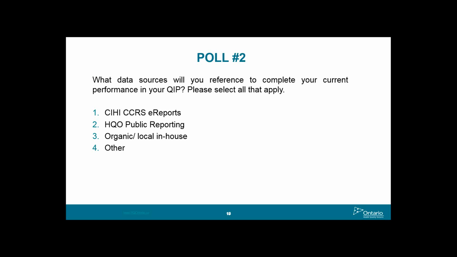And be able to see the results. So good to see, we have 93% with the CIHI e-reports, 56% with the HQO public reporting, 73% with in-house, and another 17% with other. Excellent. So the majority of people are familiar with the e-reports and the HQO public reports. Some information does come from local in-house data, and there could be other sources for data as well. So that's great. Thanks, Marg.